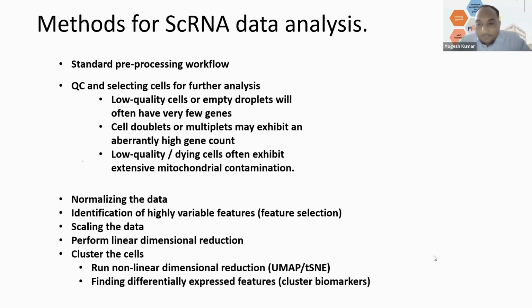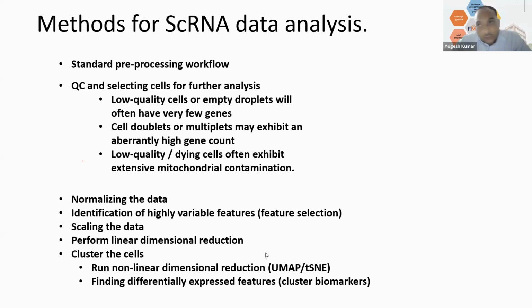Another step is, once you do these two steps, then you have to do the normalization of the data. The next step is identification of highly variable features. So variable feature here, I mean the genes. Feature is gene. So you have to identify the highly variable genes. Then you need to do the scaling of the data.